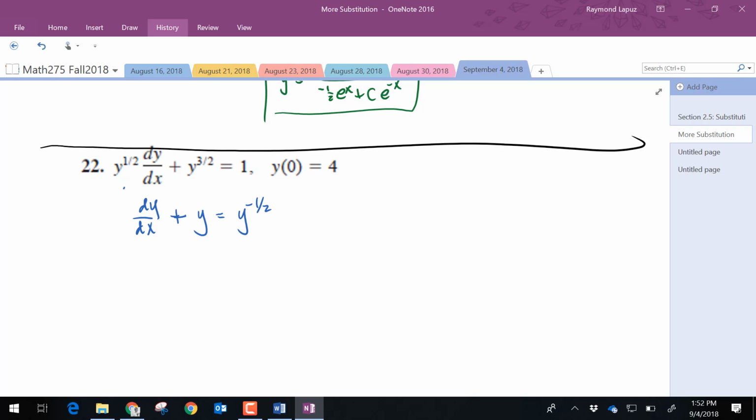So what I did here, if I were to show my steps, I would multiply this by y to the negative 1/2 power. That would make this into a 1. To make it look like a Bernoulli equation, we want to get dy dx by itself. And then we notice our Bernoulli equation, and then we can identify our n.